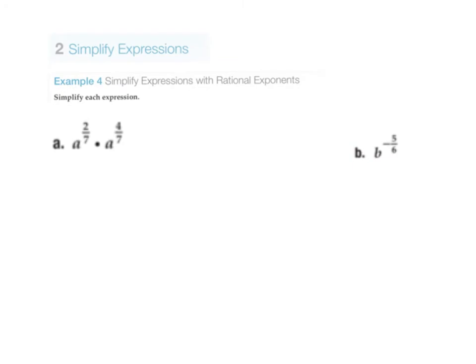Right, to simplify expressions with rational exponents, we need to use our rules of exponents. So if I'm multiplying, I'm actually going to add. And of course, then we have to know the rules of fractions. When you're adding fractions, you have to have a common denominator. So in this case, we have a common denominator. So this is what we're going to end up doing.